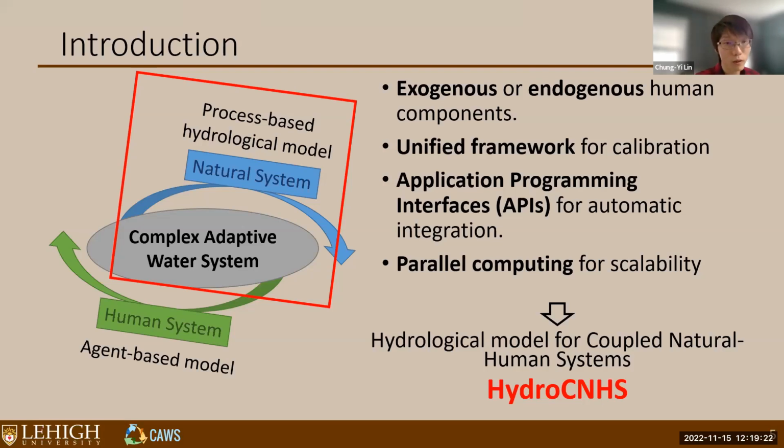And second, we want the model to have a unified framework for calibration. As we have explained before, this natural system and human system interact with each other tightly. So it is critical that we can calibrate this entire complex adaptive water system model altogether. And we want to ease the technical difficulty of integrating the user-defined human components into the hydrological model by providing this application programming interface, API, for automatic integration. And finally, we want the model to support parallel computing for large-scale study.